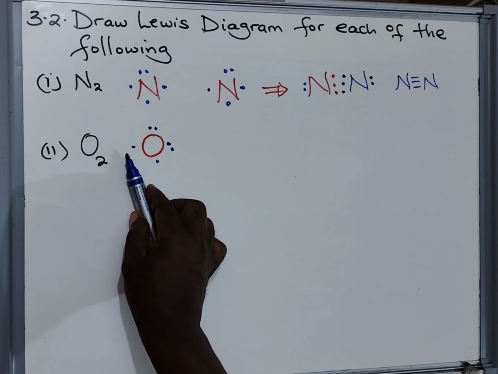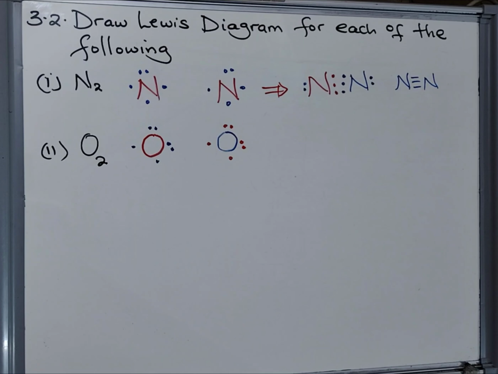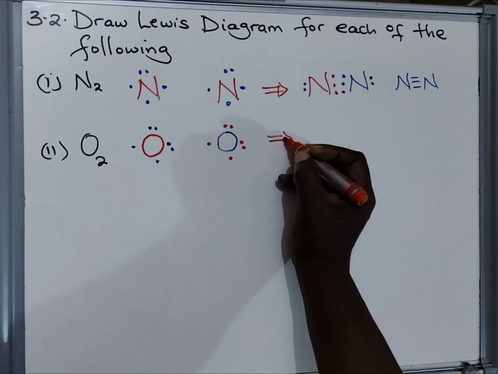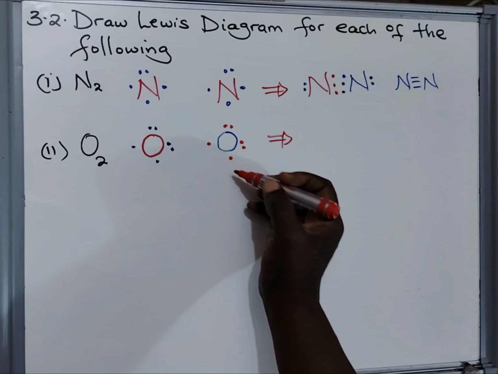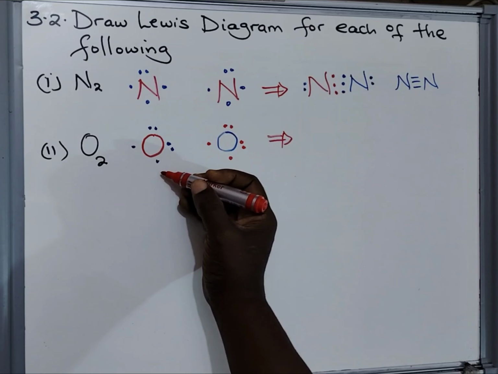We need to remember that bonding occurs between unpaired electrons. The paired ones cannot form bonds, unless in special cases. So let us look at another oxygen atom. It comes and it has the same electron distribution, which is 1, 2, 3, 4, 5, 6. So what is going to happen here? The 2 unpaired electrons of one oxygen atom bond with the other one.